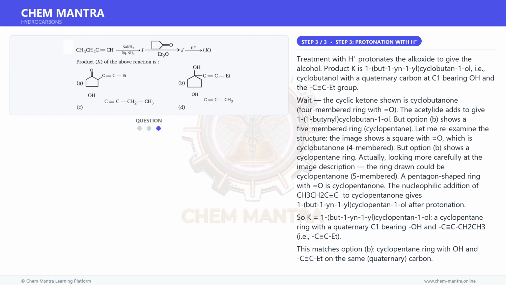Why do the other options fail? Option A shows a cyclopentanone ketone retained, meaning no nucleophilic addition occurred. Incorrect. H+ workup does not regenerate the ketone from an alkoxide. Option C, an open chain structure with no ring, does not account for the cyclopentanone ring. Option D shows CCCH3 instead of C≡C–Et, a propyne unit instead of a butyne unit, the wrong acetylide.